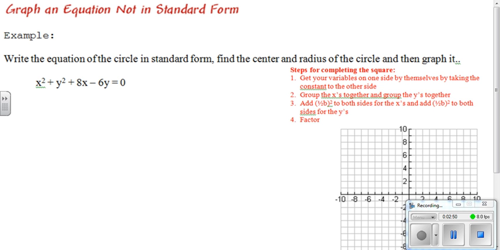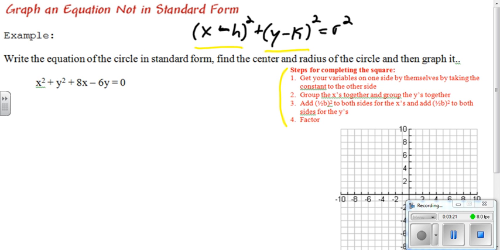Here we have an equation not in standard form, so it's not written in our form x minus h squared plus y minus k squared equals r squared. That's the form we're looking for. Now, one thing to notice is this is a square binomial, and this is also a square binomial. So this is where our completing the square skills are going to come back.